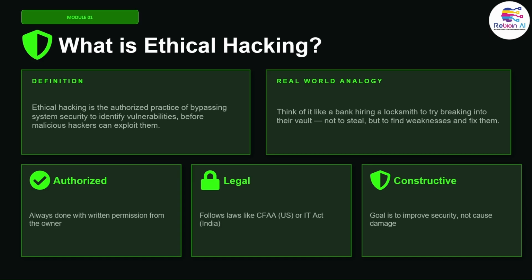Now, ethical hacking sits on three pillars. The first pillar is authorized, the second one is legal, and the third one is constructive. Let's talk about the first pillar. It must be authorized. You need written permission, not verbal, not assumed, written.